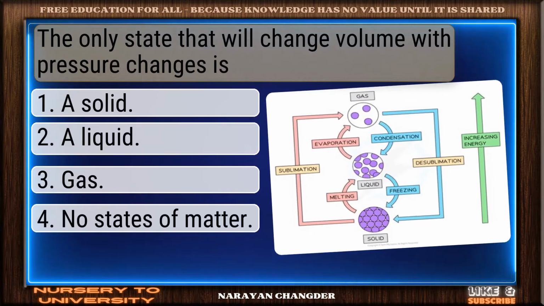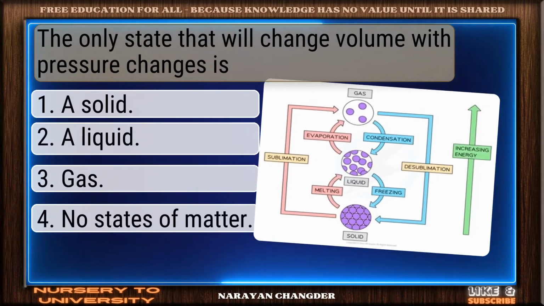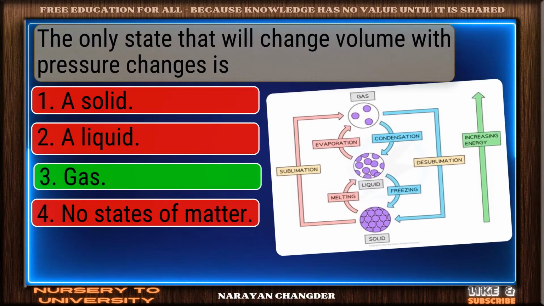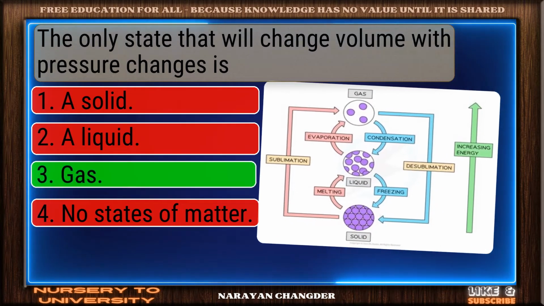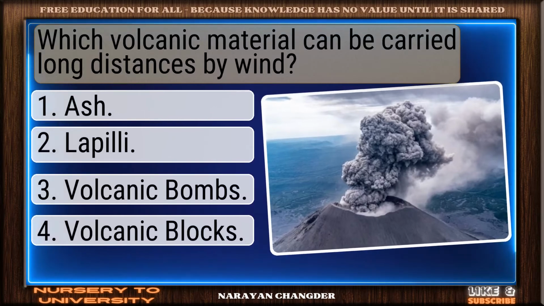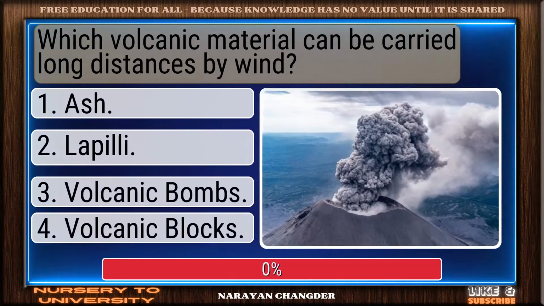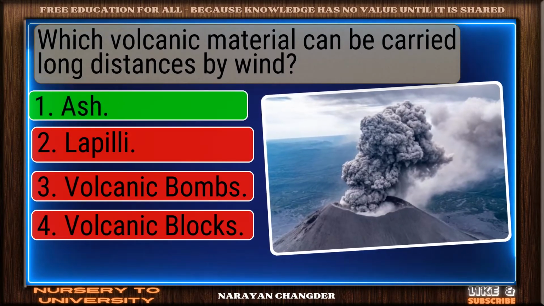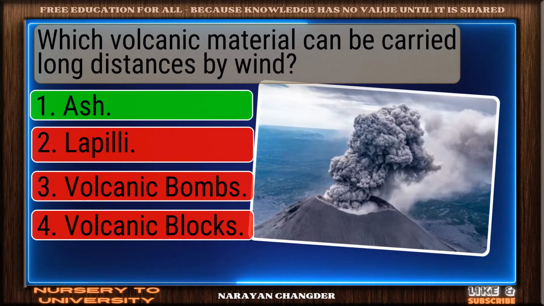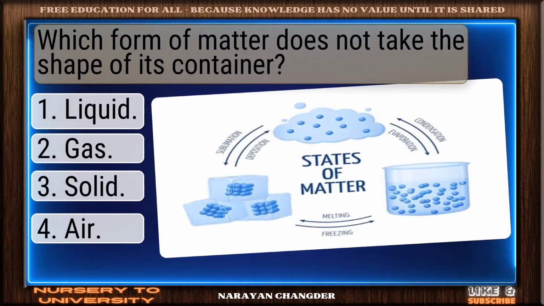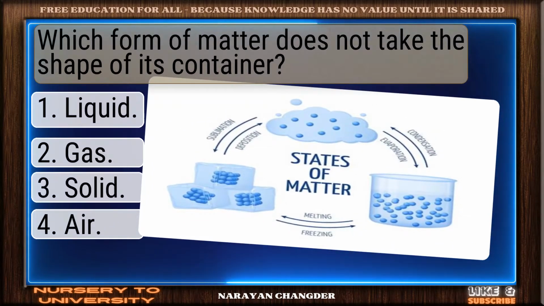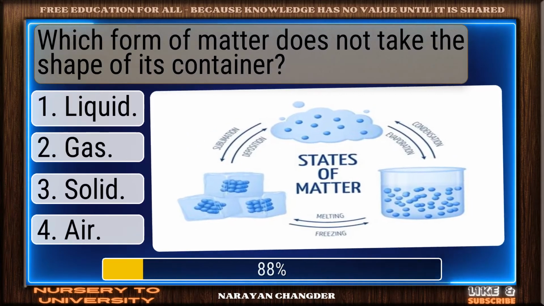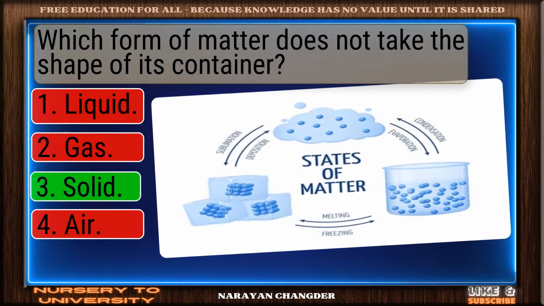The only state that will change volume with pressure changes is. Perfect. Gas is the correct choice. Which volcanic material can be carried long distances by wind? Well done. Ash is the right choice. Which form of matter does not take the shape of its container? Valid point. Solid is true.